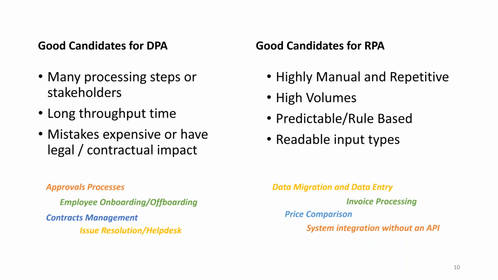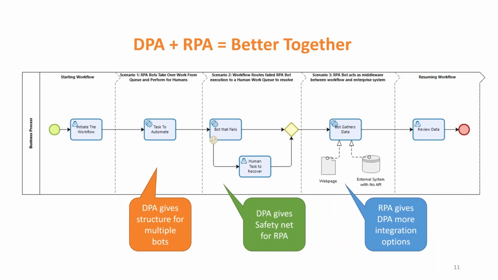So where DPA and RPA can come together, there are a few different places. Certainly one place that you could bring it together would be to route around failed robots and move tasks to a queue for a human worker, kind of like a safety net, which is this one in the middle. So you imagine you have a robot that runs and it encounters some kind of problem. It's an unattended robot. You could have the DPA system create a notification and a task for someone to go recover that and maybe follow some other remediation steps to complete the work.